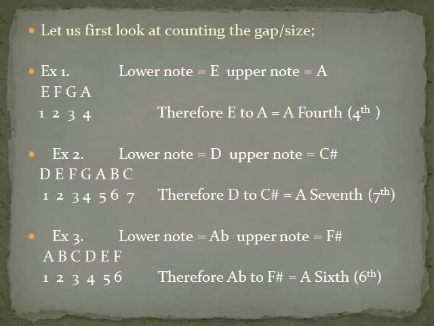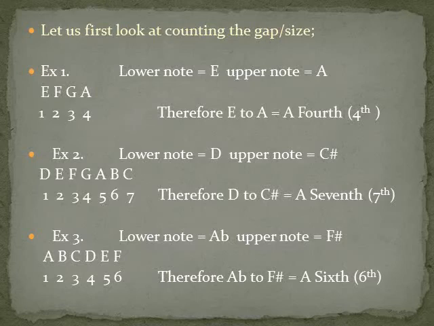Let's have a look at counting the gap size now. Example number 1, on the left-hand side here, E up to upper note A. We always go from the lower note, and it doesn't matter what order they fall in on the staff; even if the first one you see is the higher of the two, you still always go from the lowest note. So E is the lower note, A is the upper note. Inclusively, that adds up to 4, so that interval will be a fourth.